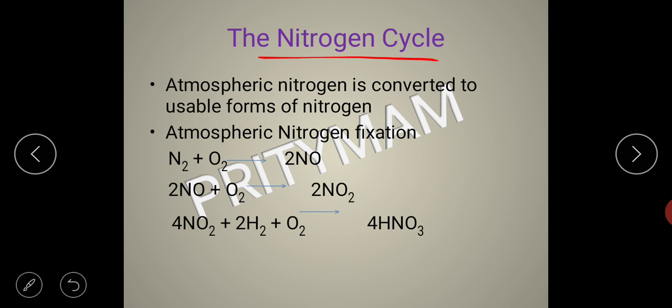And the nitric acid reacts with the compounds in the soil, forming soluble nitrates, and that can be taken up by the plants. So here this process is explained over here.